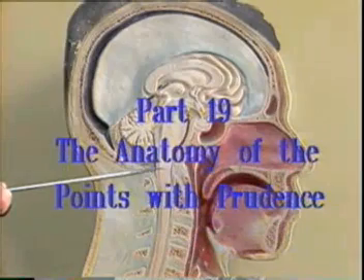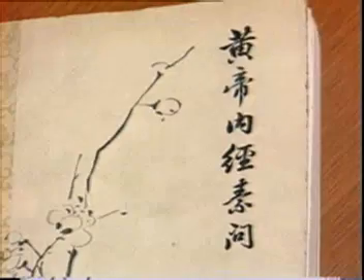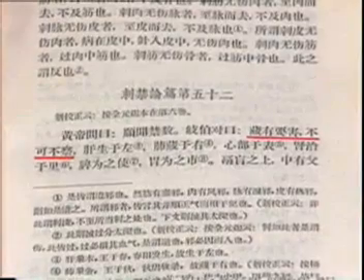Chapter 19, The Anatomy of the Points Requiring Prudent Manipulations. Forbidden points are discussed in many Chinese classical medical works.